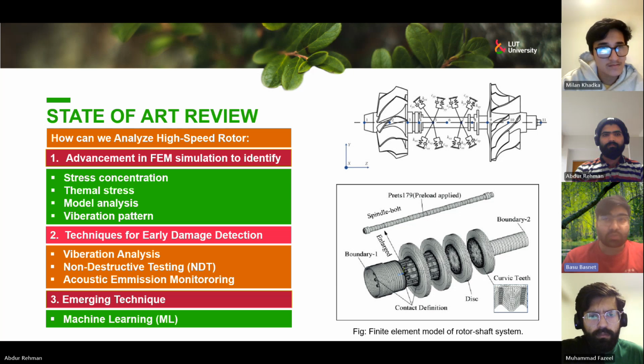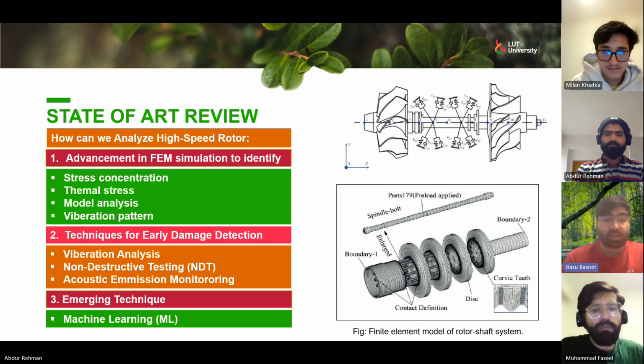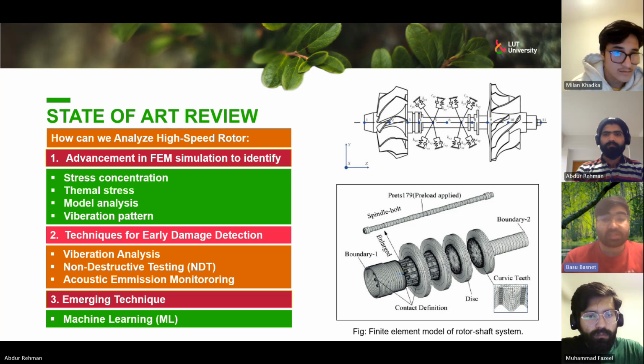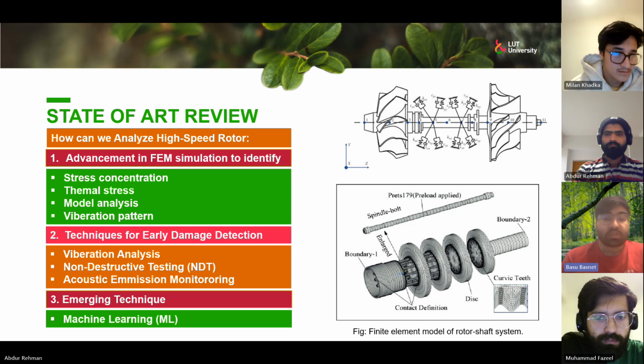And finally, I'm discussing the state of the art review. It analyzes high-speed rotors. It emphasizes advancement in finite element method (FEM) simulation to identify key factors like stress concentration, thermal stress, modal analysis, and vibration patterns. Additionally, it explores techniques for early damage detection such as vibration analysis, non-destructive testing, and acoustic emission monitoring. Emerging technologies like machine learning are also identified as promising tools for enhancing rotor analysis and maintenance.